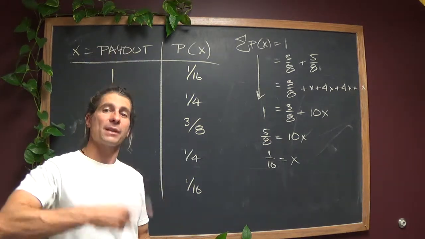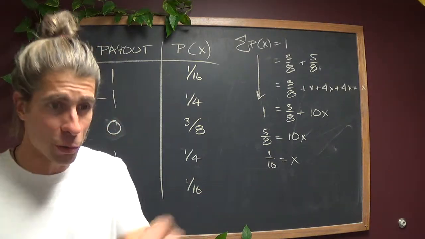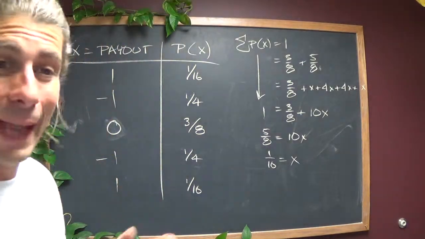A half times a half times a half times a half is 1/16. So we're solid now. We're good. There's your distribution. That's your first 2 points. Number 2 is find the expectation or the average.